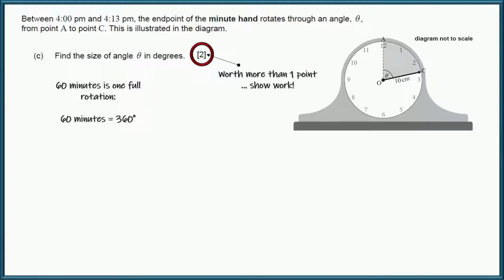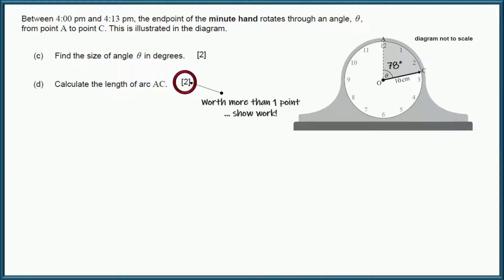So 60 minutes is going to be related to 360 degrees. We have 13 of the 60. So 13 over 60 is equal to the angle theta. I wrote x, but the angle theta over 360. So we're going to multiply both sides by 360, and 78 degrees is what we got. All right. So I know that's 78 degrees right there.